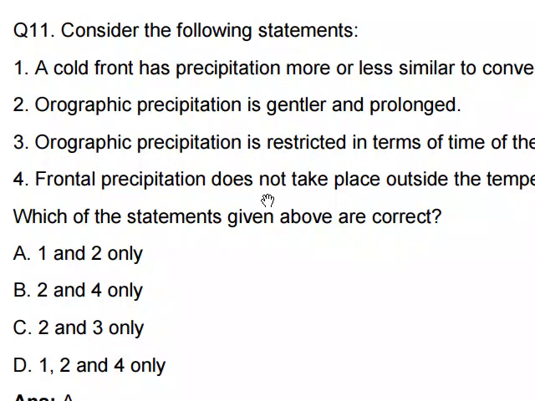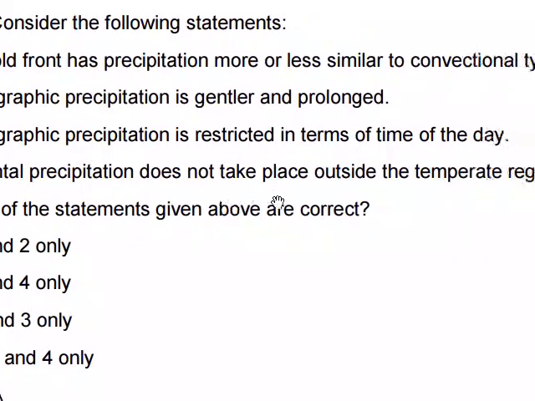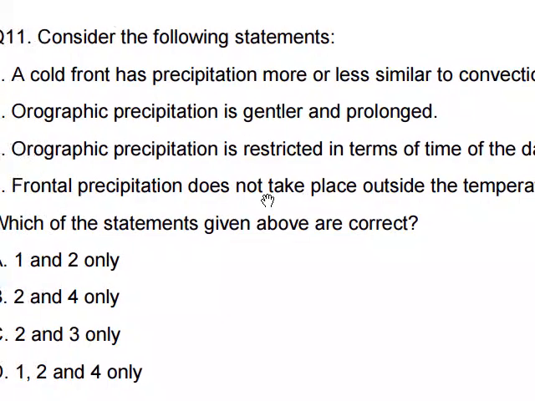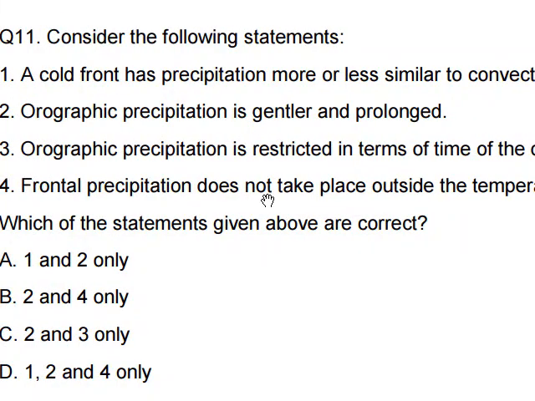So first question, consider the following statements. Which is correct? A cold front has precipitation more or less similar to conventional type of precipitation. It is correct.